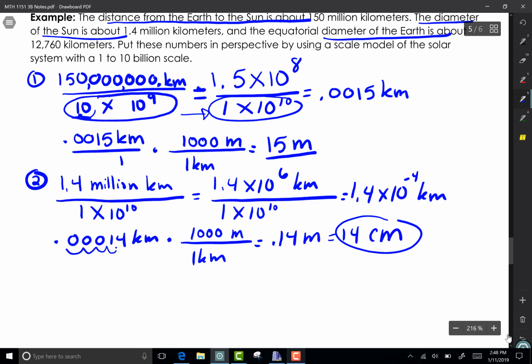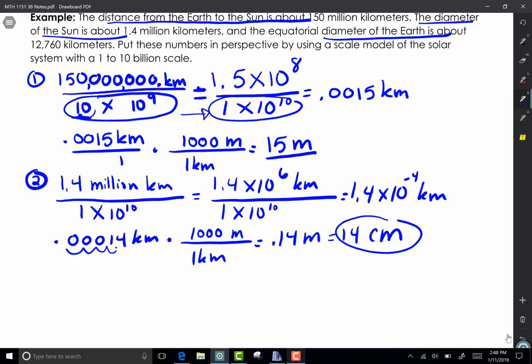So if we were making a scale model of the Earth and the Sun, so far we have it set up that the distance between them would be 15 meters, and the Sun's diameter would be 14 centimeters. So we would use some kind of a ball that would have a diameter of 14 centimeters.